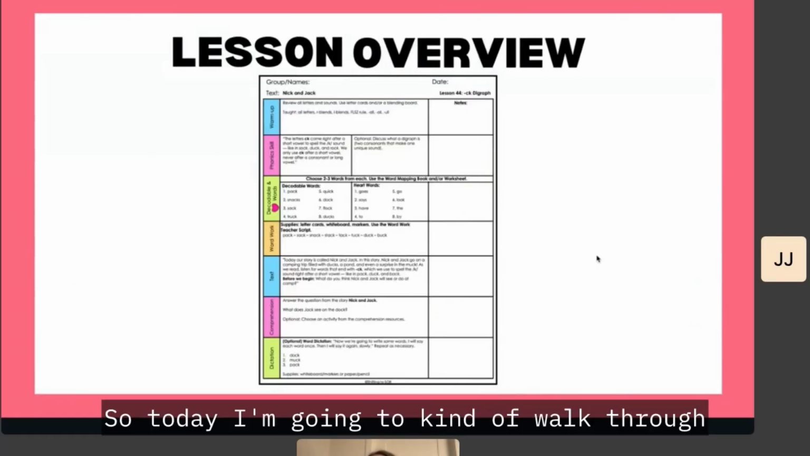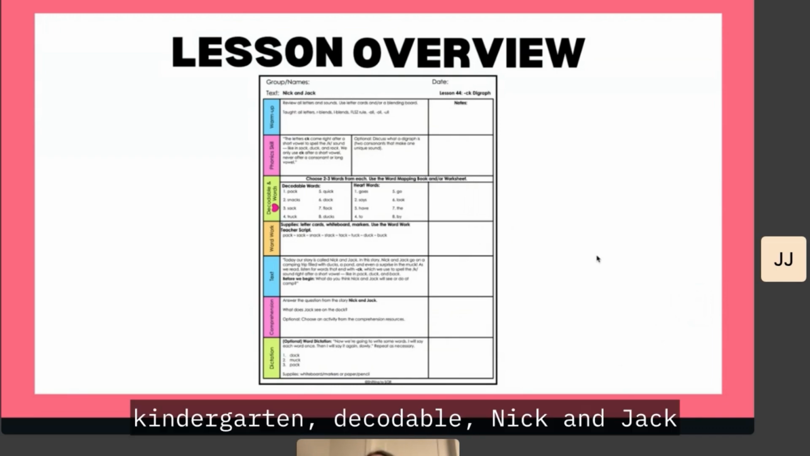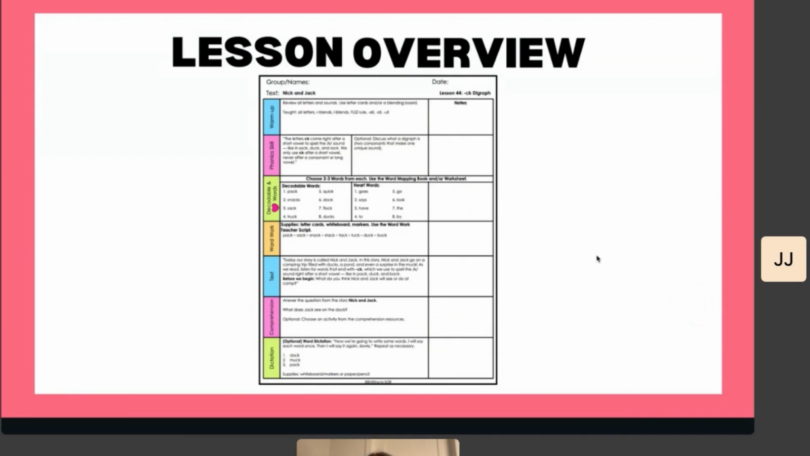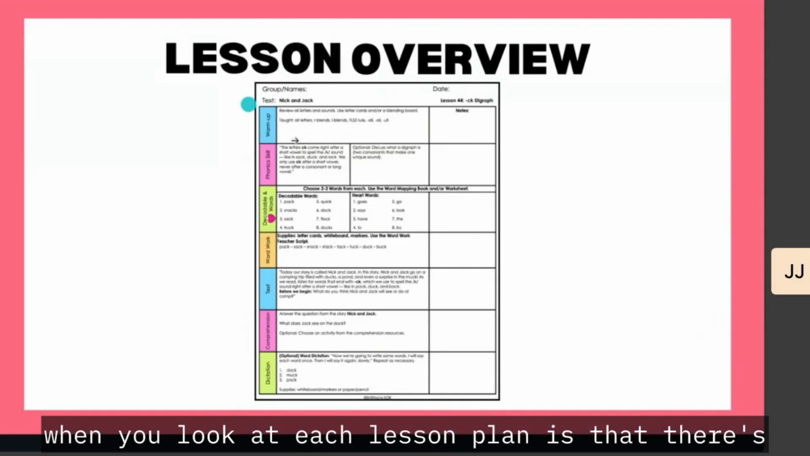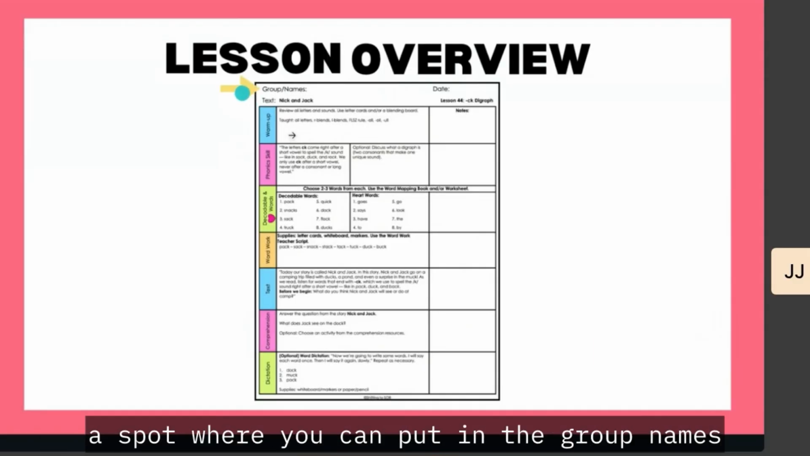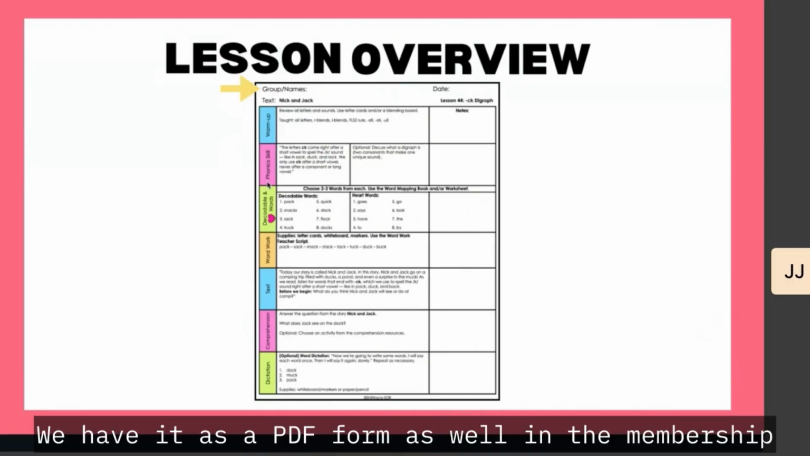Today I'm going to walk through the editable lesson plan using kindergarten, decodable, Nick and Jack. Essentially, what you'll see when you look at each lesson plan is a spot where you can put in the group names for your students. This is where Jenny said it's editable. You can use this on your PowerPoint and just type in the names. You can also print it out and write the names. We have it as a PDF form as well in the membership.